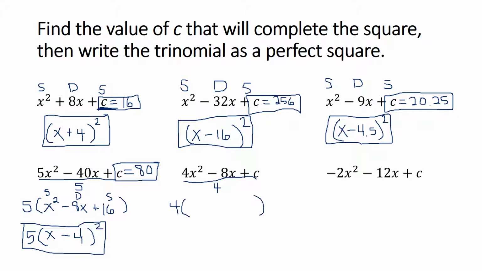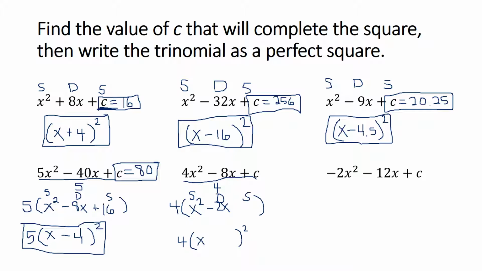And if you divide these things by 4, 4 divided by 4 is 1, so here I just have 1x squared. Negative 8 divided by 4 is negative 2x. And then I'm trying to find the fill in the blank part right here. I'm trying to find that missing value. So I come down one step further, and I want to turn this thing into a perfect square. So remember the pattern: square, double, square.